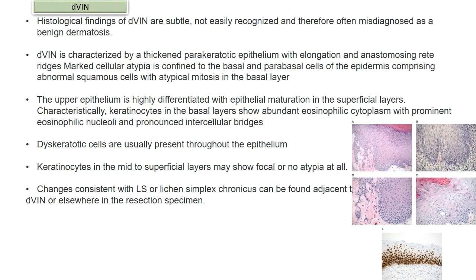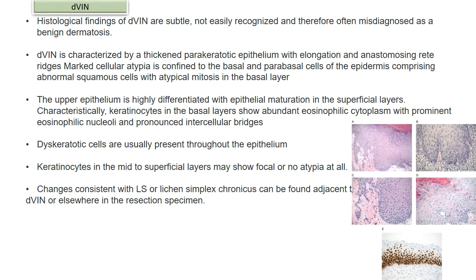DVIN, what are the histological findings? It is usually very subtle and not easily recognized, and therefore often misdiagnosed as a benign dermatosis. DVIN is characterized by a thickened parakeratotic epithelium with elongation and anastomosing rete ridges. Marked cellular atypia is confined to the basal and parabasal cells of the epidermis, comprising abnormal squamous cells with atypical mitosis in the basal layer. The upper epithelium is highly differentiated with epithelial maturation in the superficial layers.